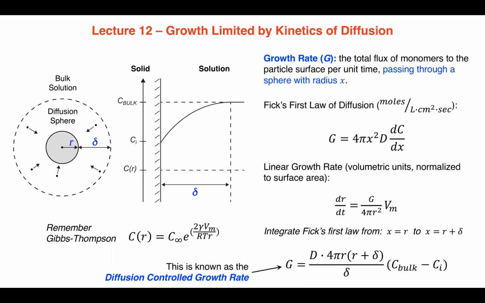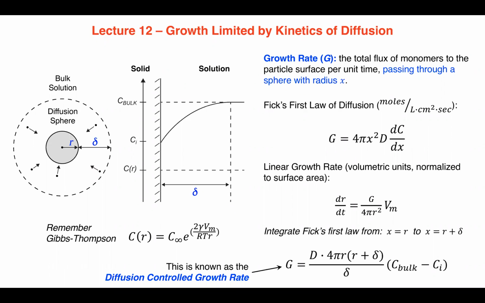So around the particle, the closer you get, the gradient goes up, the x gets smaller, and so on. This is just a standard diffusion expression. And it comes out as moles per liter per unit area per second. All right, so if you want to take this and make a linear growth rate out of it, you actually have to add volumetric units. So this is just a unit conversion.